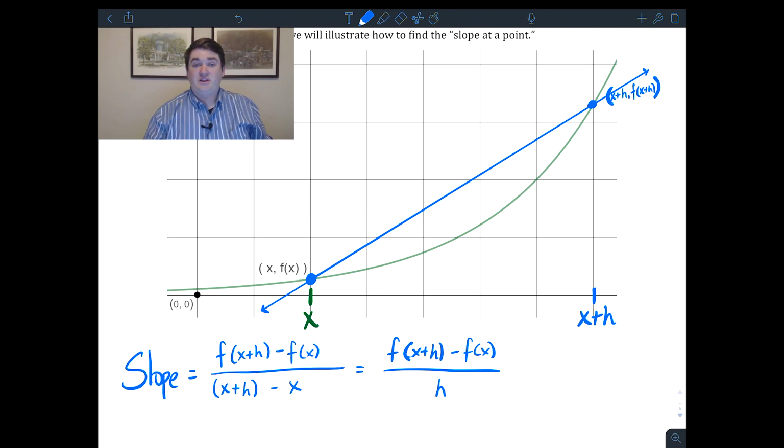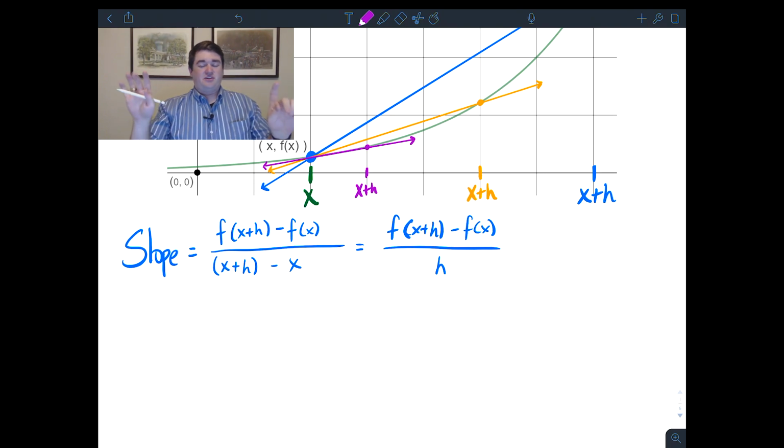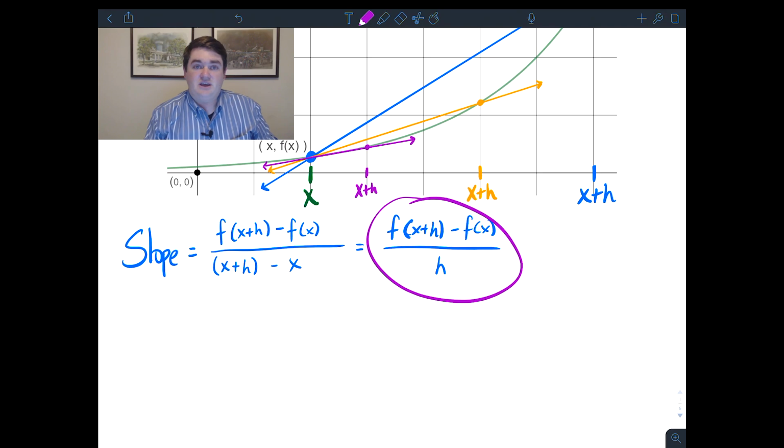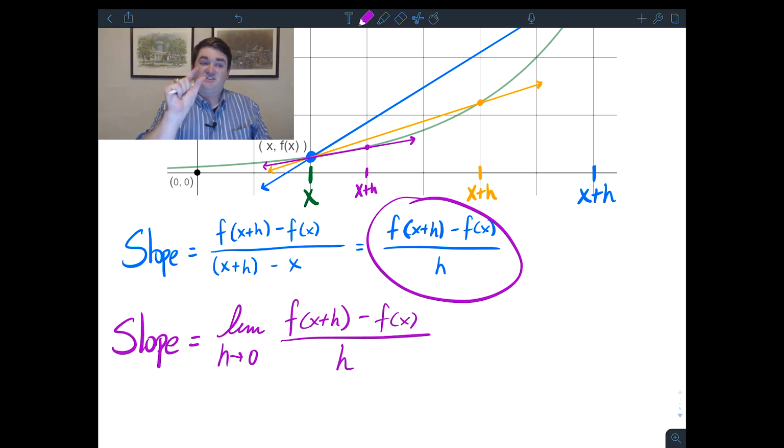Well, how do I get a better approximation? What if h, the distance between these two points, was smaller? Now this is looking better. I can see that the closer these two points get together, the better an estimate the slope becomes to the slope at the point x comma f of x. So the distance between them, h, needs to get smaller and smaller, infinitely close to 0. So do we have a tool that allows us to take one value and take it infinitely close to another? Limits. So I'm going to take this slope formula that I found and apply a limit to make h as small as possible.